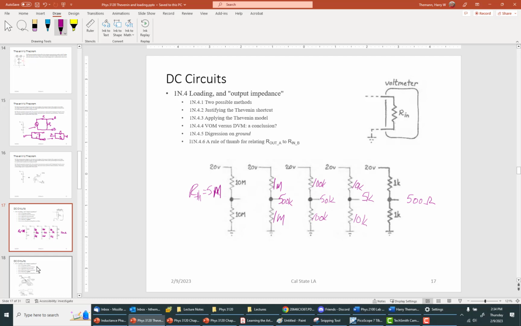So if we were using the digital voltmeter, even the digital voltmeter might have trouble with this one, because we got a voltage source with a 5 meg ohm resistor here. And now if we put the digital voltmeter here with 10 meg ohms, that might be too much of a load.